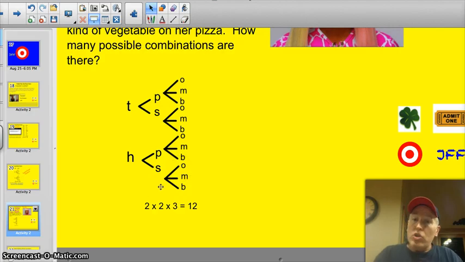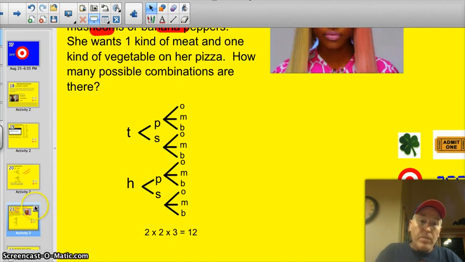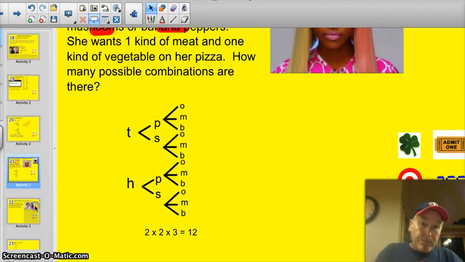All right? So use abbreviations, but try to use these tree charts whenever possible. Good job. We're moving on to the next question.